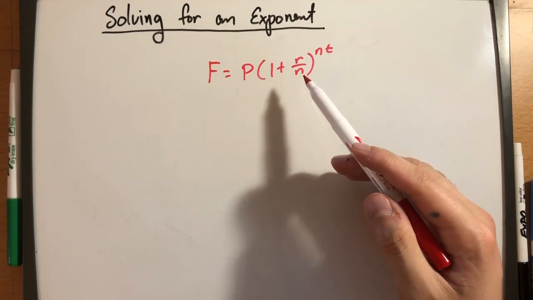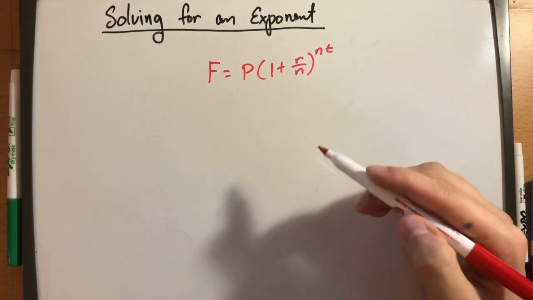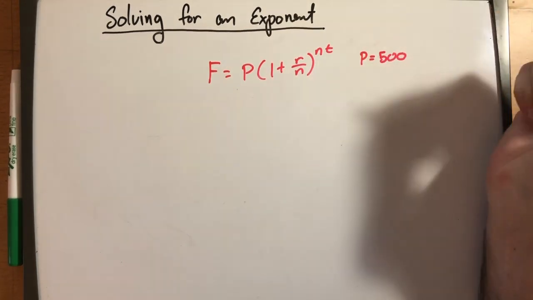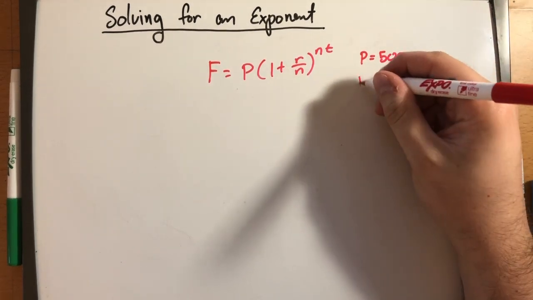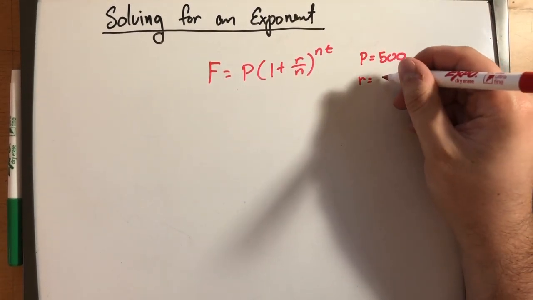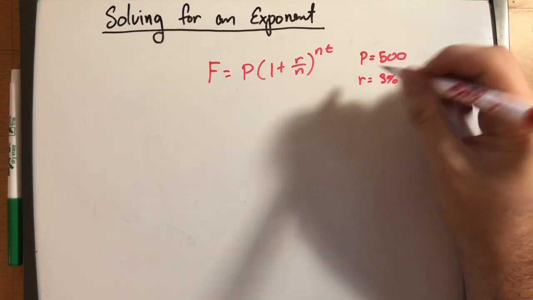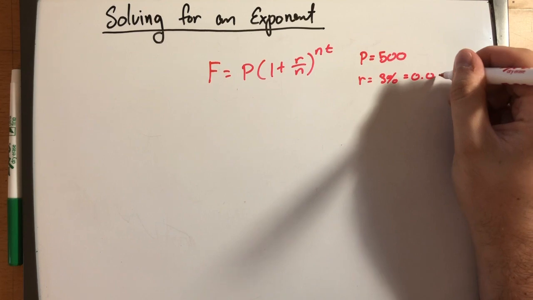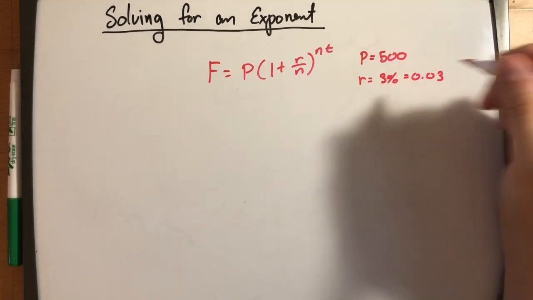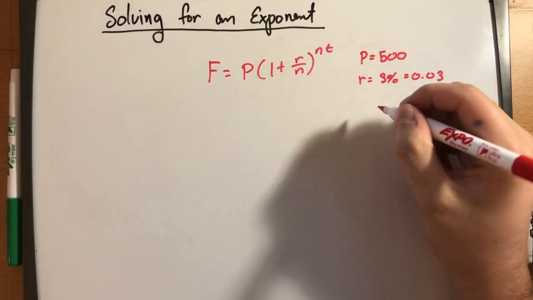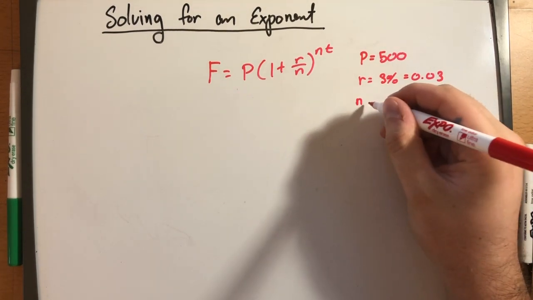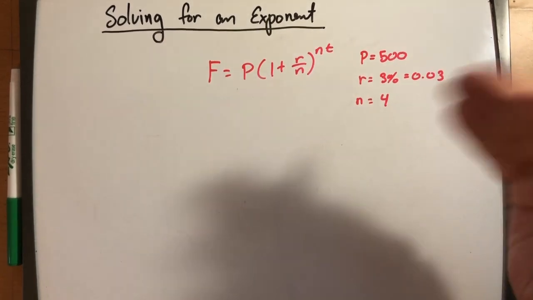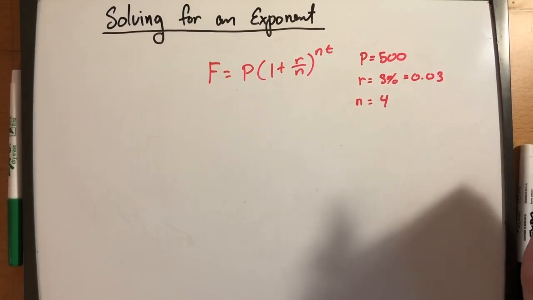So let's say, for example, you initially invest a principal amount of $500 at an annual interest rate of 3%, let's say. Now again, when you plug r into this equation though, you have to show 0.03. You have to divide the percentage by 100. Let's say that it's compounded quarterly, meaning n would be 4, because we're breaking the year up into 4 parts when we do it quarterly.